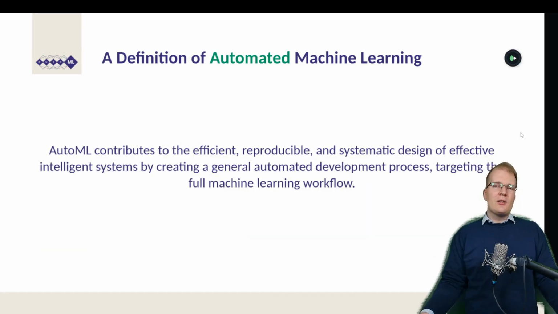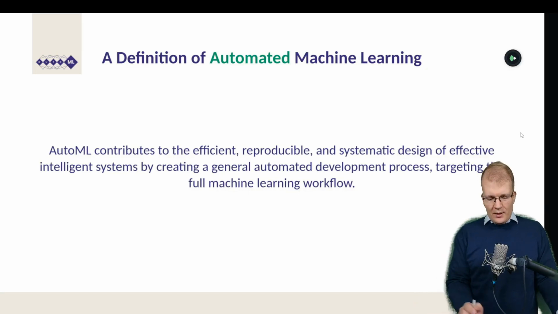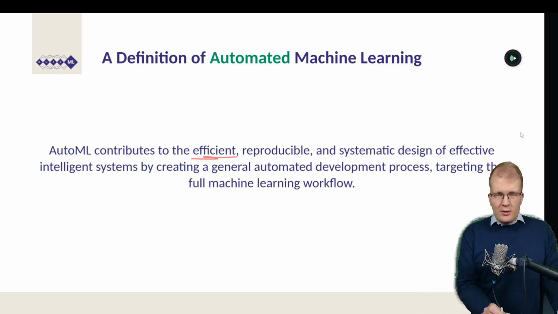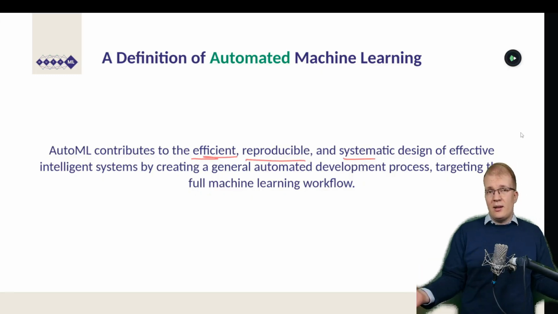Here's a definition of automated machine learning which tries to summarize it as much as possible. We're saying automated machine learning contributes to the efficient, reproducible, and systematic design of effective intelligent systems by creating a general automated development process targeting the full machine learning workflow. So I would like to highlight that it's about efficiency, about reproducibility, and being systematic.